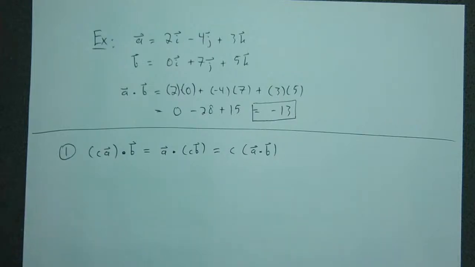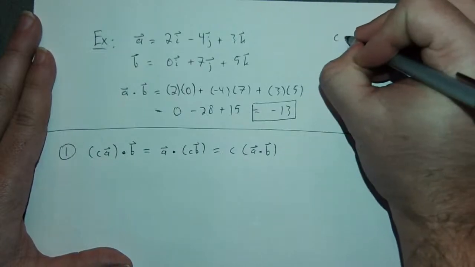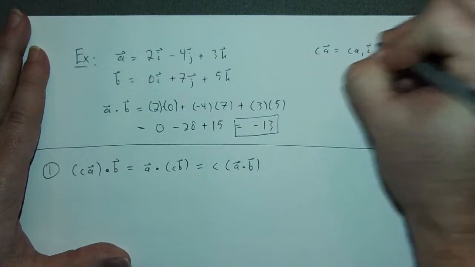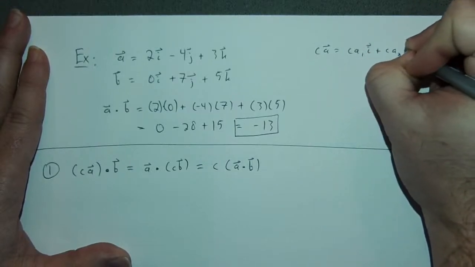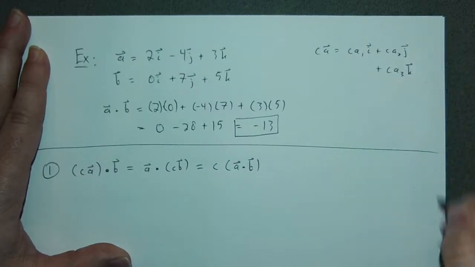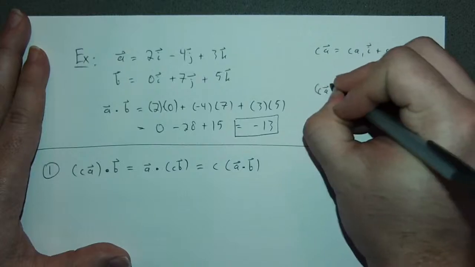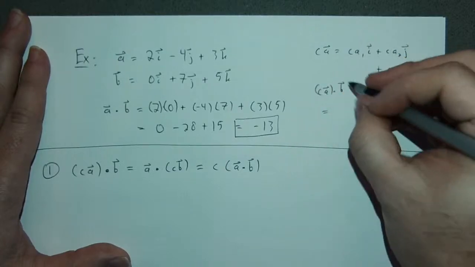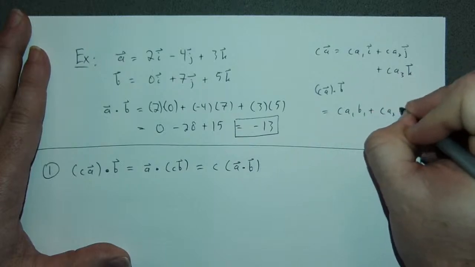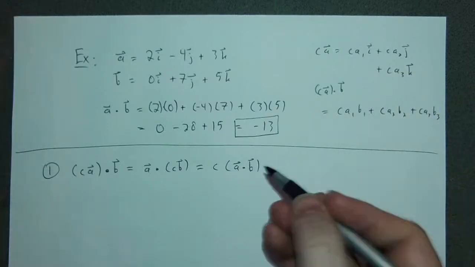We could check this really easily if we wanted to. So what would I get here? So CA is CA1 i plus CA2 j plus CA3 k. B is the usual notation. When I dot CA with B, what do I get? I would get CA1B1 plus CA2B2 plus CA3B3. And of course, I could factor out C.